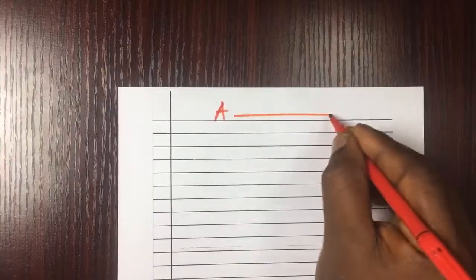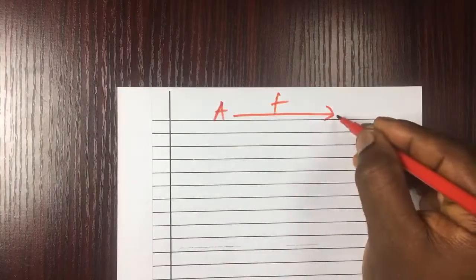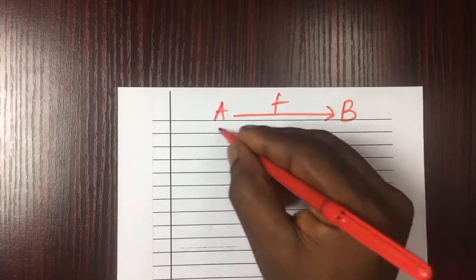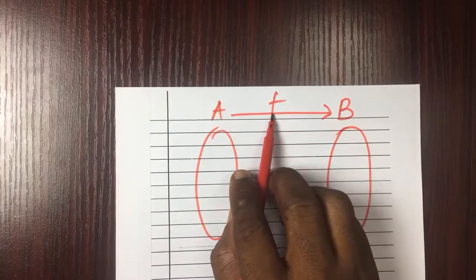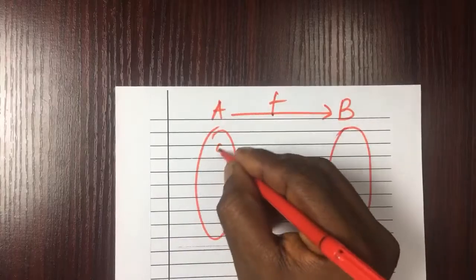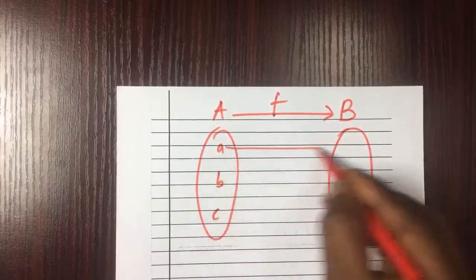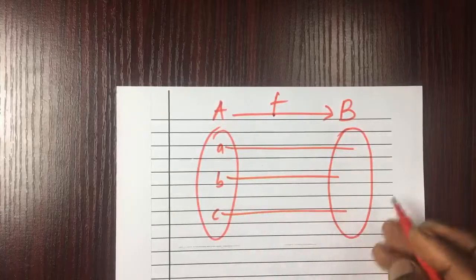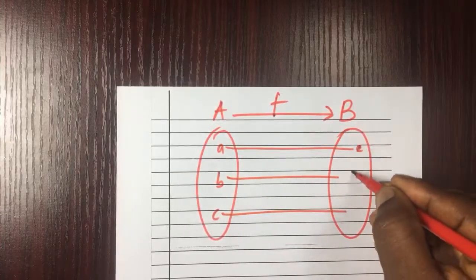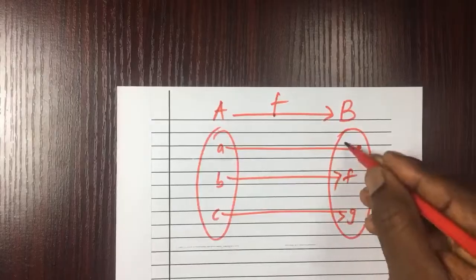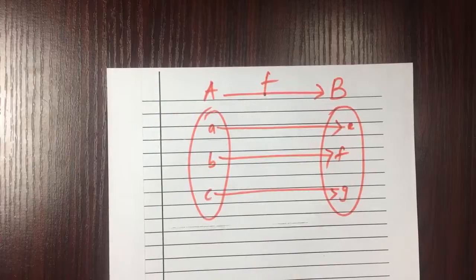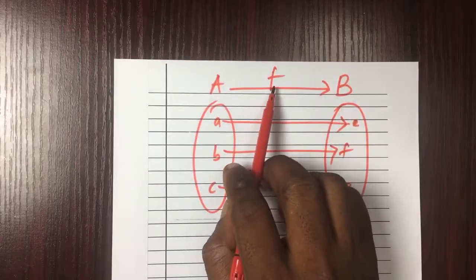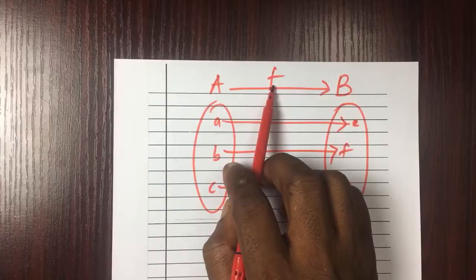So let's assume that we have A to B, okay? So we have two sets A and B with a mapping defined on them. And let's assume that we have A, B, C assigned to E, F, G. Okay? So, what are we trying to say? This mapping F can be represented as an ordered pair.